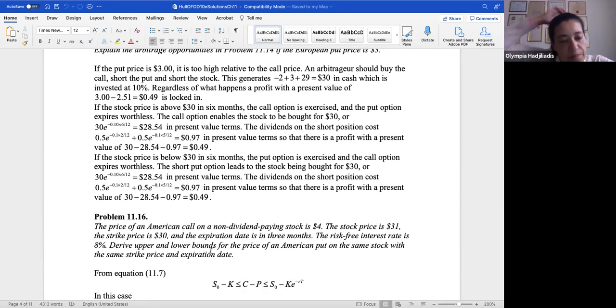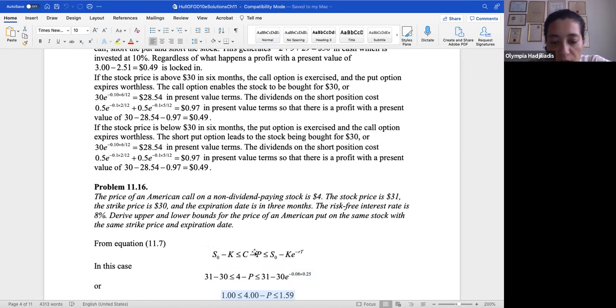Problem 11.16: the price of an American call on a dividend paying stock is $4. The stock price is $31, the strike price is $30, and the expiration date is in 3 months. The risk-free interest rate is 8%. Derive upper and lower bounds for the price of an American put on the same stock with the same strike price and expiration date. And of course, we know that upper and lower bounds are given by equation 11.7.